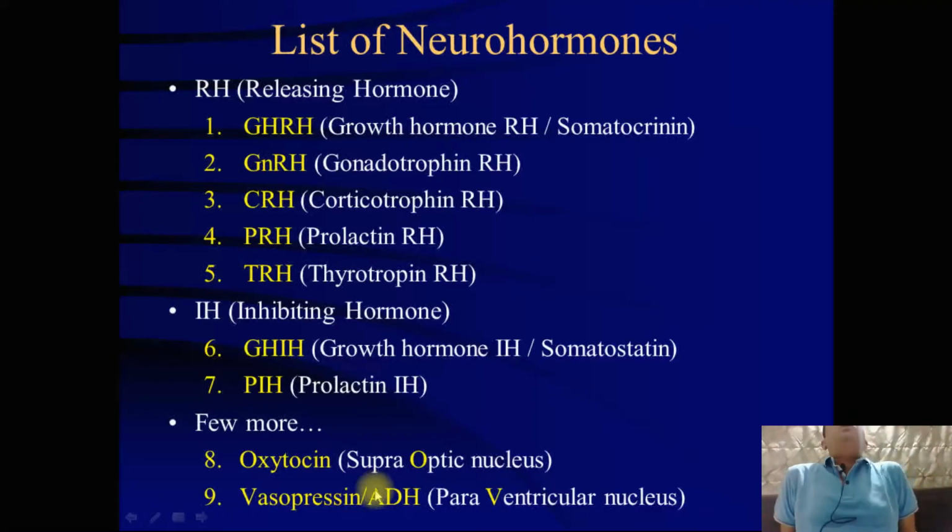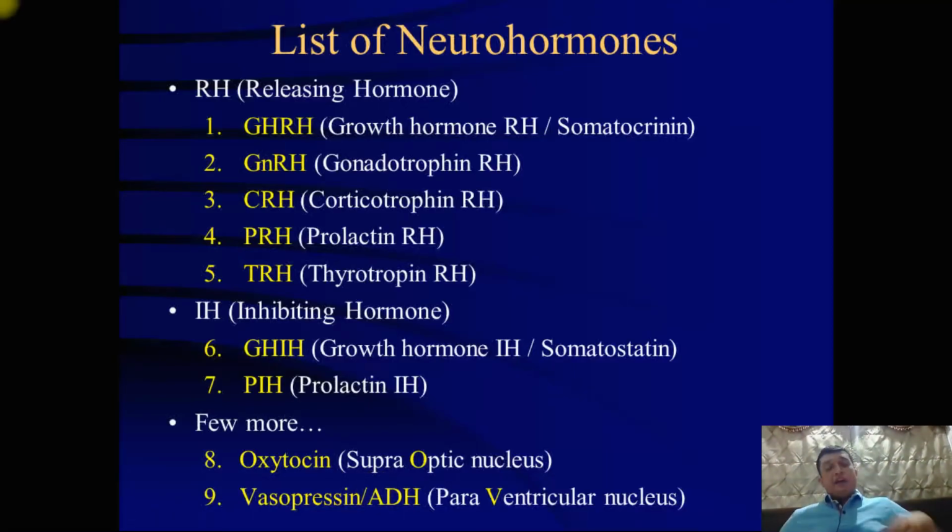Right now, oxytocin and vasopressin are actually released by the posterior part of the pituitary gland, which is called the neurohypophysis. But remember that the synthesis of these two hormones is actually happening in the hypothalamus, and that's why we have considered them in this list, right? So this will make a total of 9 neurohormones that are released from the hypothalamus.